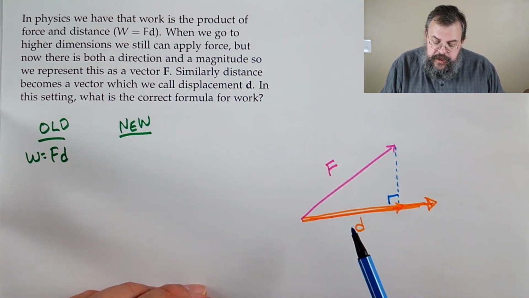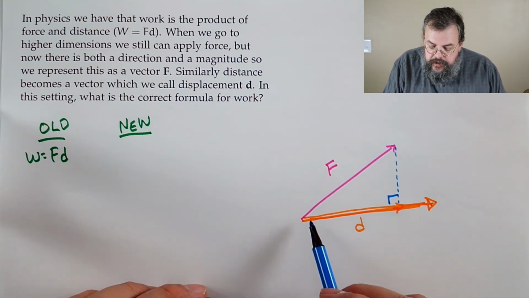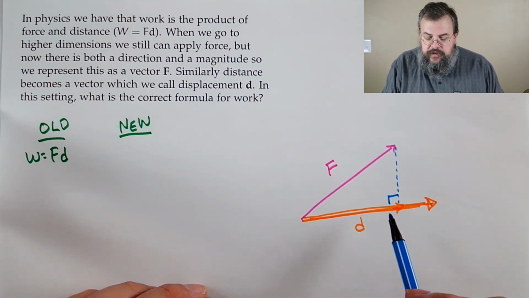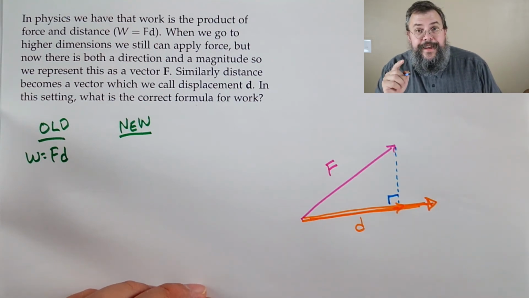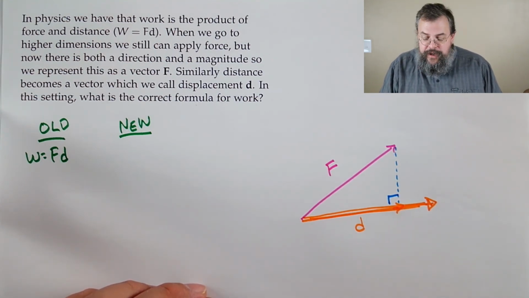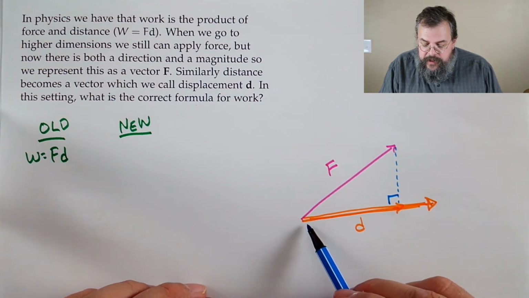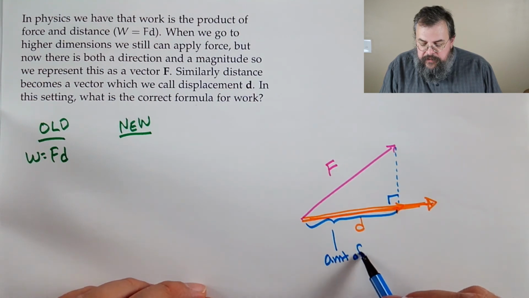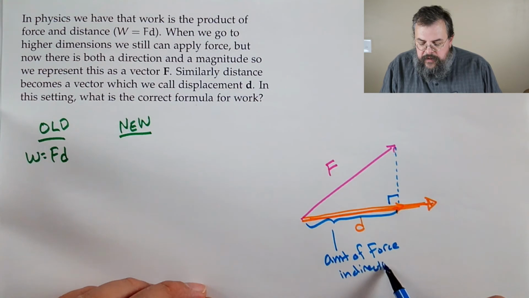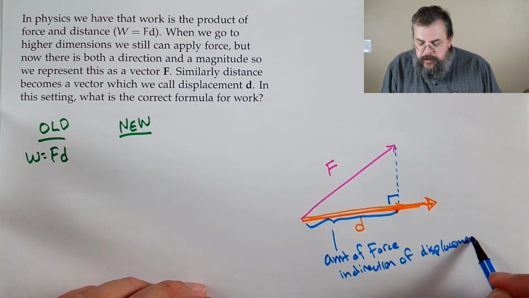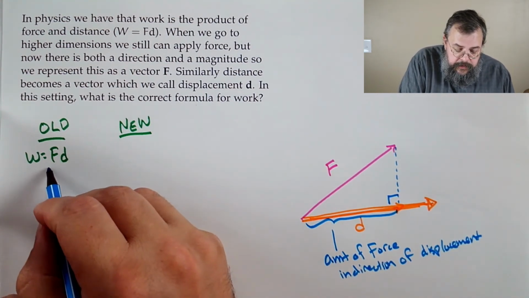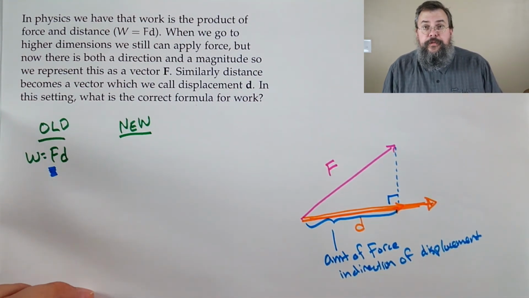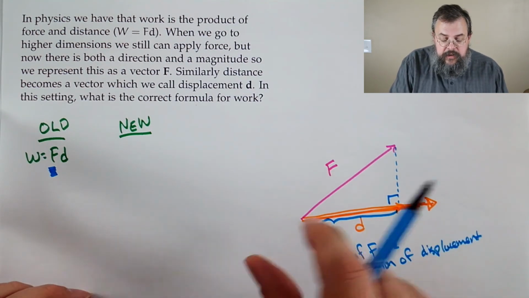So we look at our picture here and we say, well, the amount of force that's going in the direction of displacement is going to be whatever this length is. So this is the amount of force in the direction of displacement. In other words, what we were calling just F before. So whatever that length is, F.